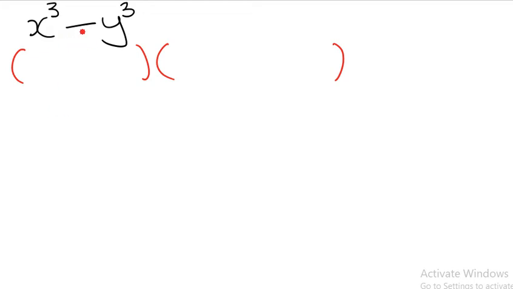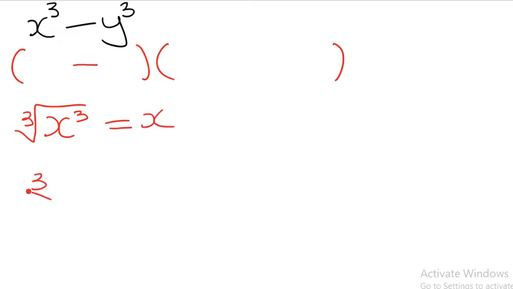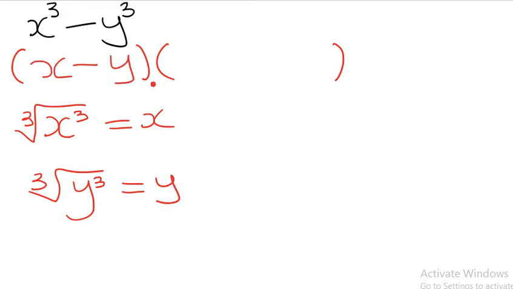Okay, so we can start with the sign. Do you see this sign? It's negative there, so this one should be negative as well. Now we need to apply the cube root on those two terms that we are having there, which is x cubed. When we apply the cube root on x cubed, the answer that we get is x. We apply the cube root on y cubed, the answer that we get is y. So here we will have x, there we will have y.